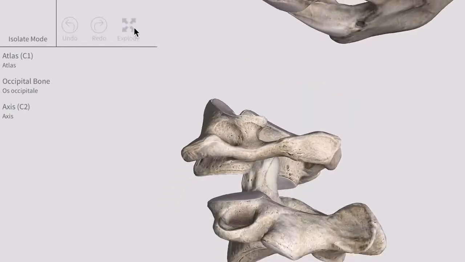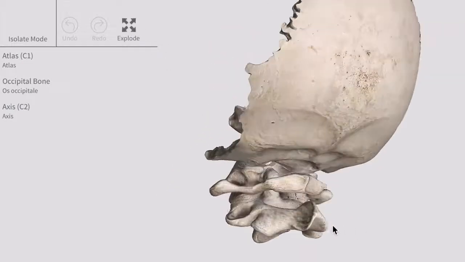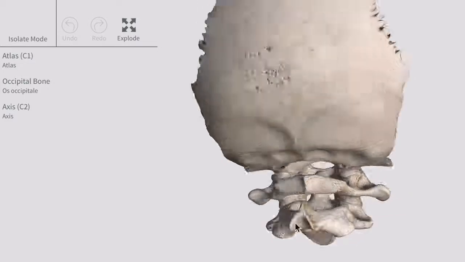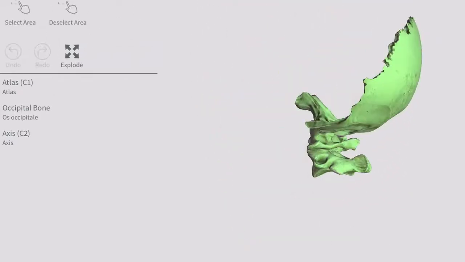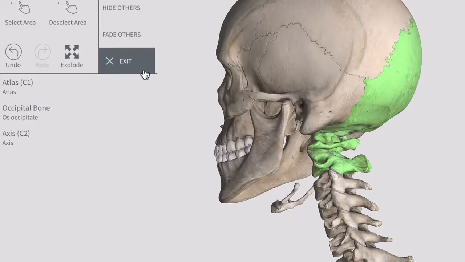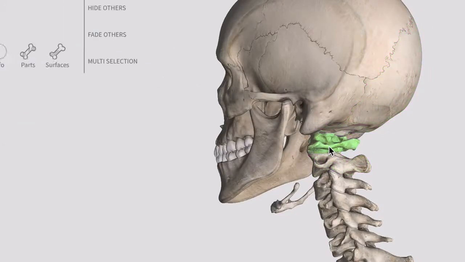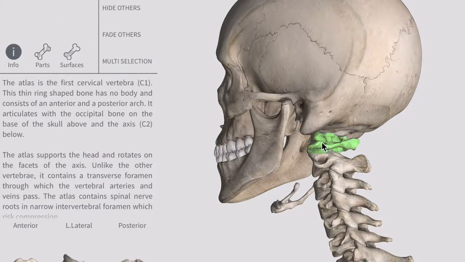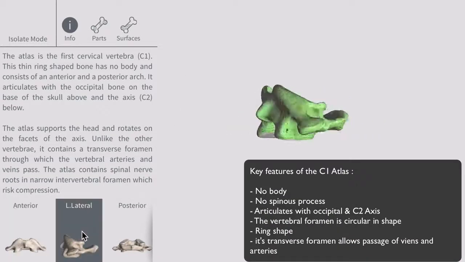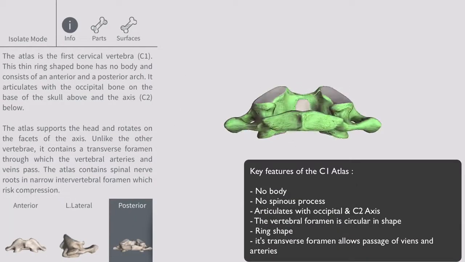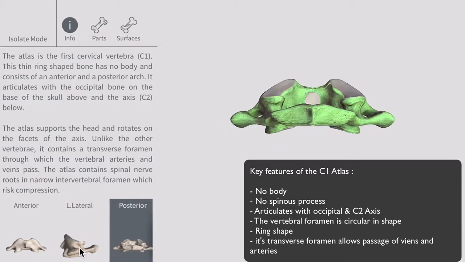So you can see the fovea dentis of the C2 axis attaching to the dens facet of the C1 atlas. So now we're going to go into real detail with the cervical vertebrae. It's basically a ring shape, and it has no body. The key features are: it has no body, no spinous process, and it articulates with the occipital bone and the C2 axis. The vertebral foramen is circular in shape, remember that.